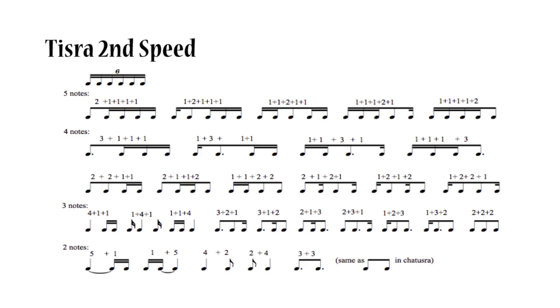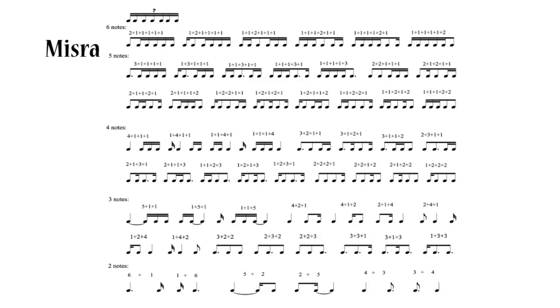And here are the permutations for Tisha second speed and Misha. I won't demonstrate all of these now, but you should go through them with the same process and just repeat each cell over and over with the metronome until you're comfortable with them. And then once we have all the individual cells mastered, we can move on to putting them together in phrases.